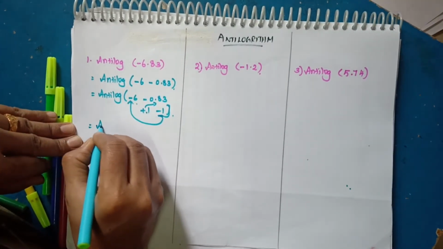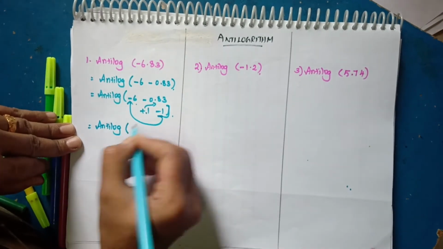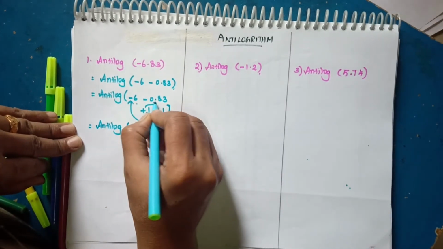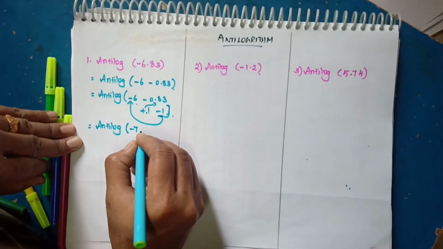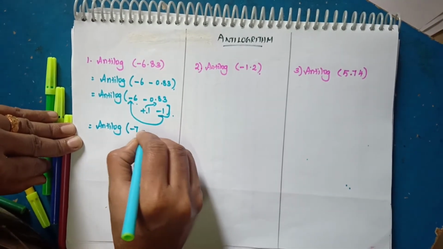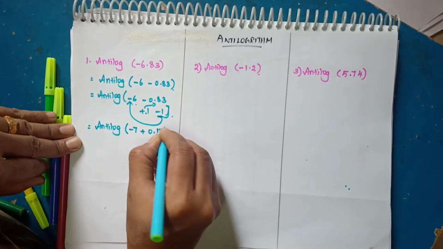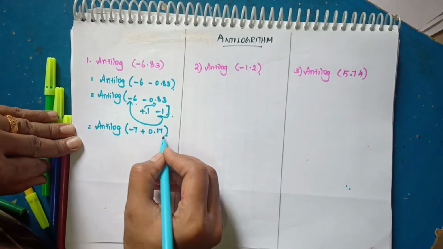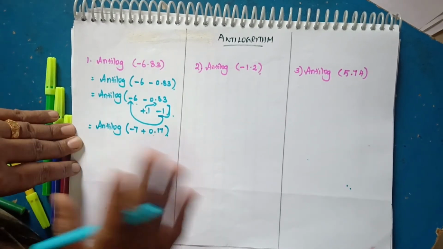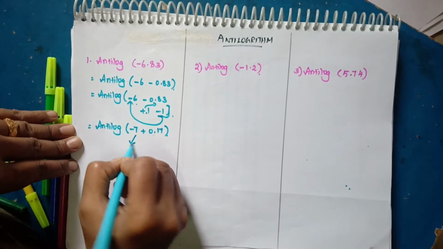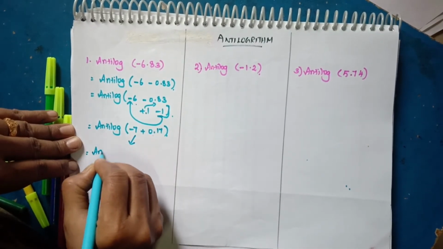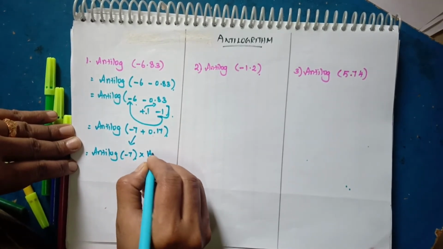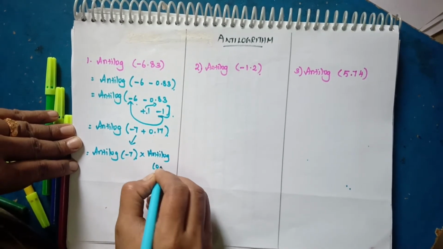Fine. The next step will be anti-log of, see, minus 6 minus 1 is minus 7, and then plus 1 minus 0.83, so it reduces to plus 0.17. Nothing else is being done here, we are doing 1 minus 0.83, and the remaining answer we write here. Now the step is so simple. The next thing is that we separate it: anti-log of minus 7 into anti-log of 0.17.